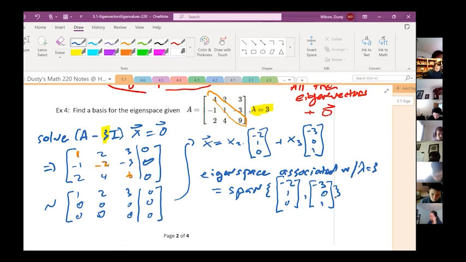So that's our eigenspace. Is every vector in this span an eigenvector? Is every vector in this eigenspace an eigenvector? Yeah. All of them are eigenvectors except for 0.